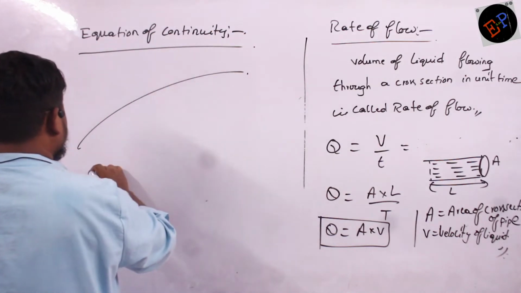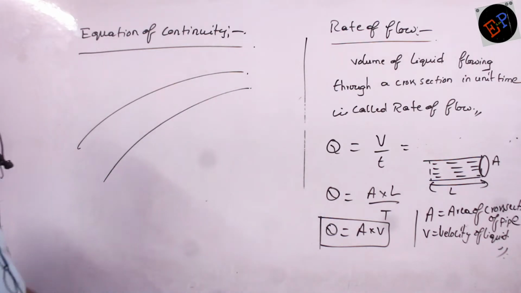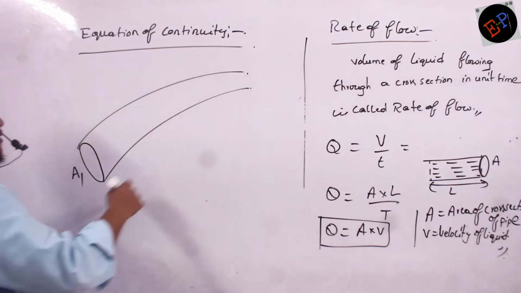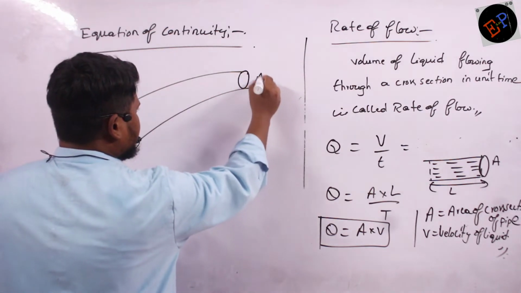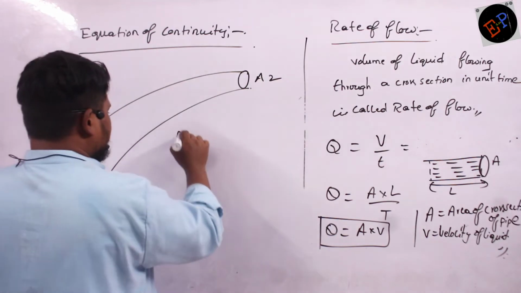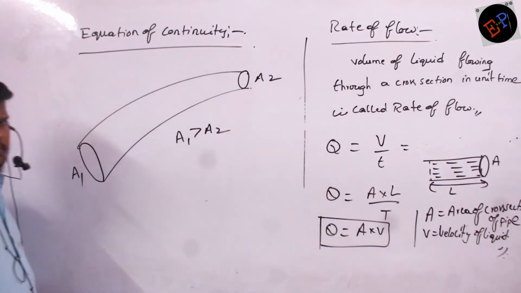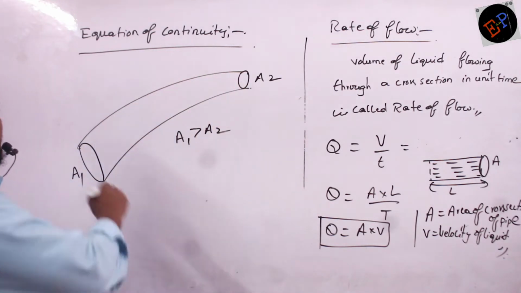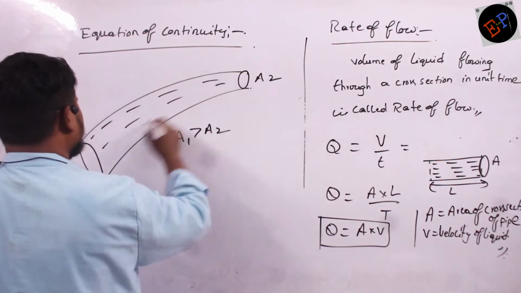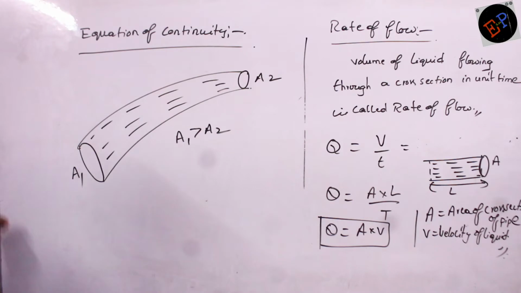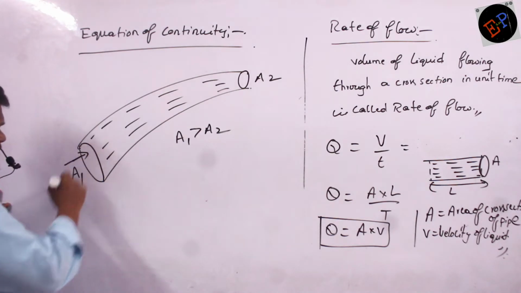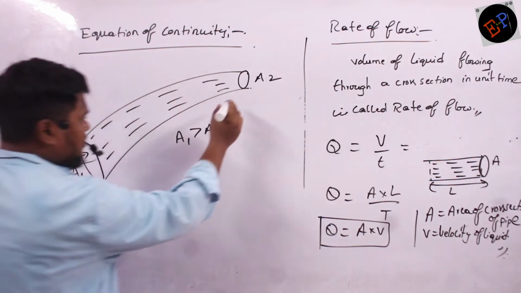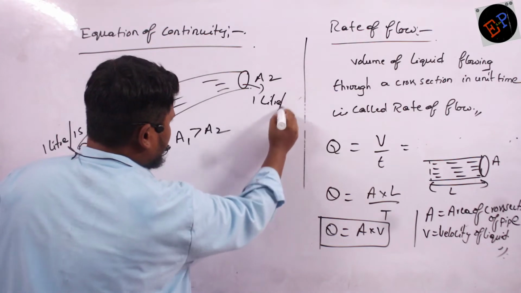See, consider this is a pipe. My pipe is like this. So here it is having an area of cross section A1, and here it is having an area of cross section A2. One thing which I can understand is definitely A1 is greater than A2, no? Here the pipe is having a bigger cross section, here the pipe is having a smaller cross section, and this is the liquid which is flowing out of the pipe. So one thing which I can say is that, from here, if 1 liter of water enters per 1 second, then from here also 1 liter of water should go out in 1 second.